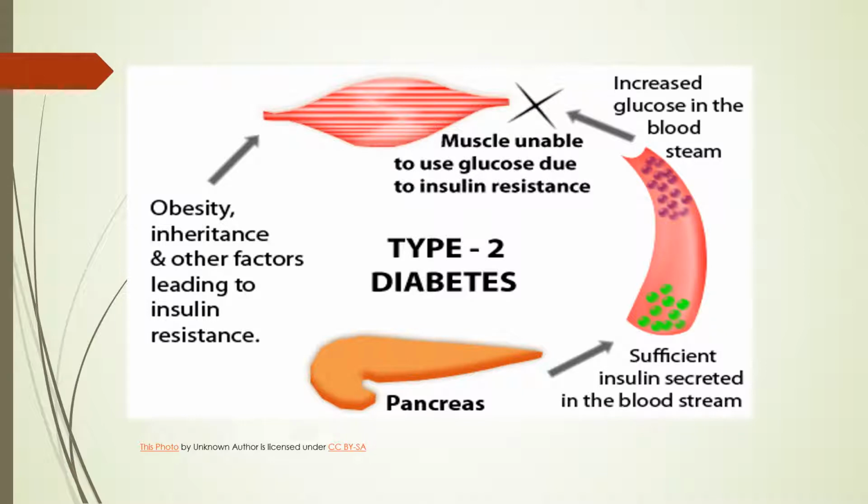Here's a snapshot of what type 2 diabetes looks like in your body. Again, you're starting at the pancreas, and there is sufficient insulin secreting into the bloodstream, but the glucose in the bloodstream isn't matching up with the insulin, so it's not doing its job. The muscles aren't able to use the glucose due to the insulin resistance. This is generally caused by obesity. It can be genetic or an inherited factor, and it leads to, like I said, the insulin resistance.